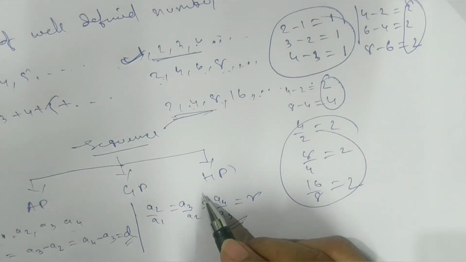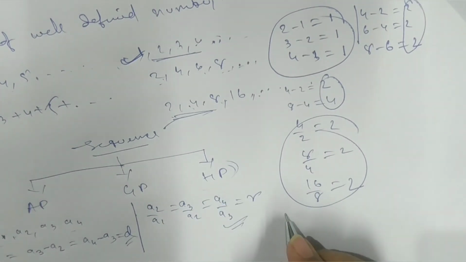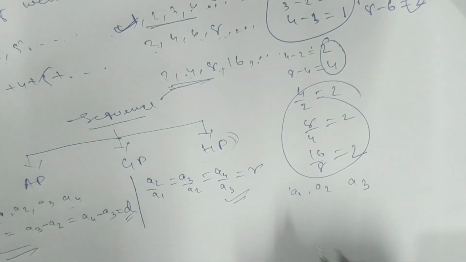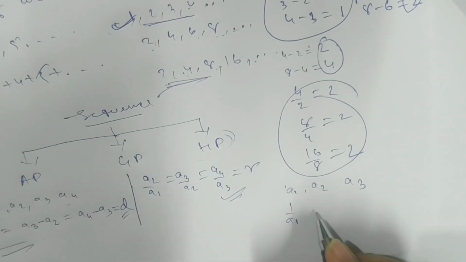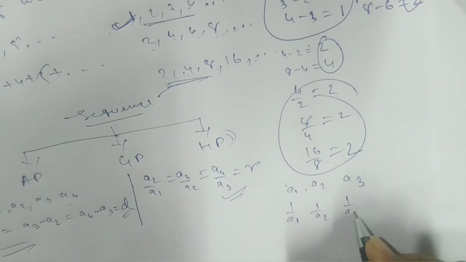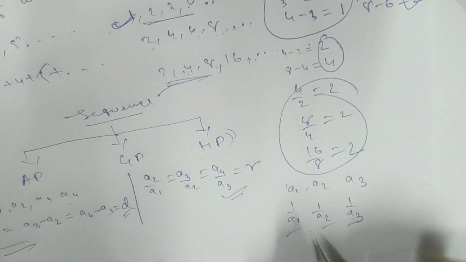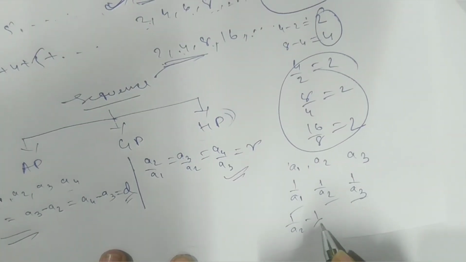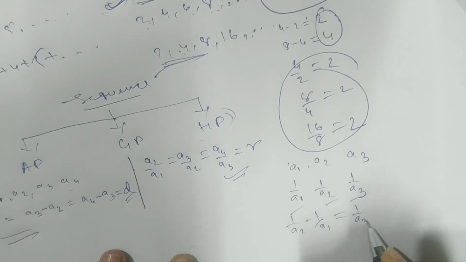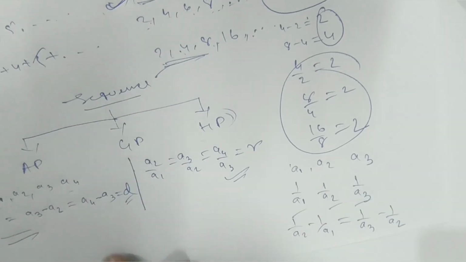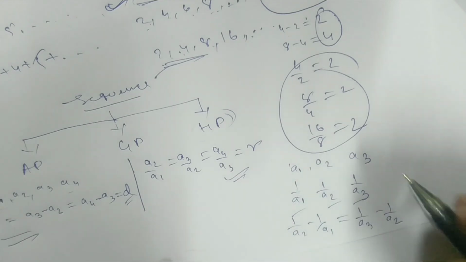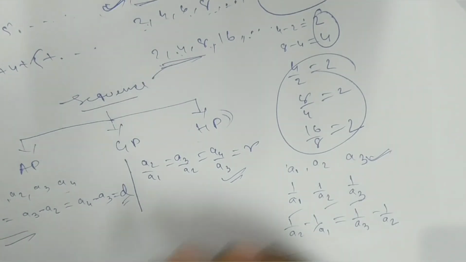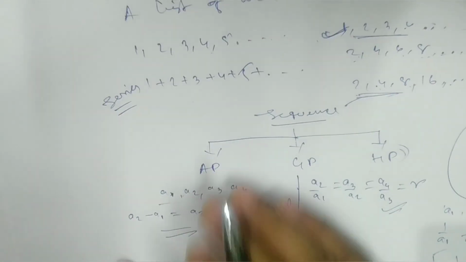Now what about this one? If we take A1, A2, A3 and reciprocate them, that means 1 by A1, 1 by A2, 1 by A3. Now check whether they are in AP or not. That means, is 1 by A2 minus 1 by A1 equal to 1 by A3 minus 1 by A2? If it is, then we call this harmonic progression. So right now we have AP.